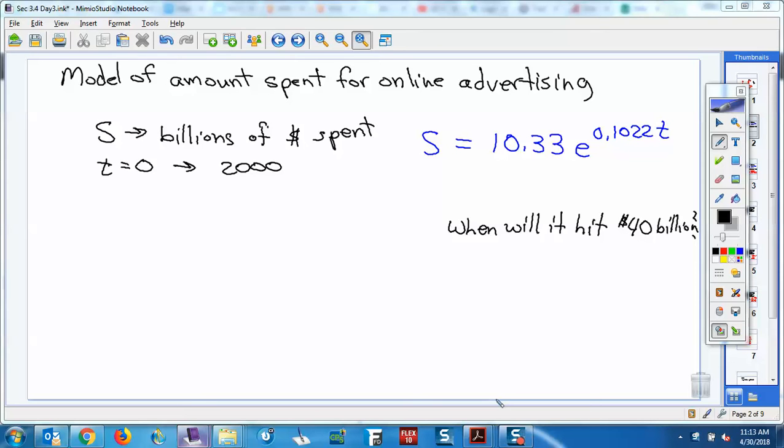On that graph, was the left side the money? Yeah, so S is the billions spent, and T is the year. So T equals 0 would be 2000. So yes, this would be like your Y and your X on your equation.